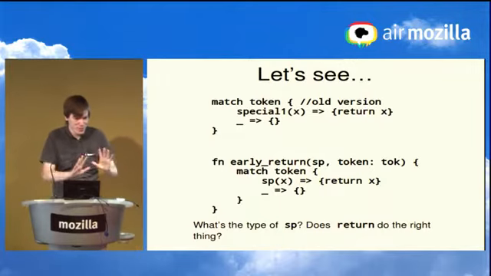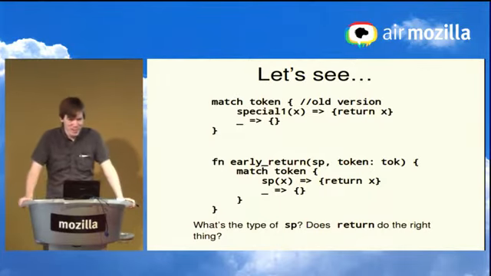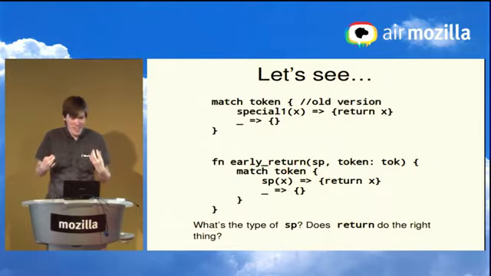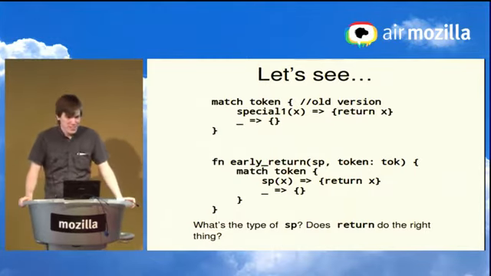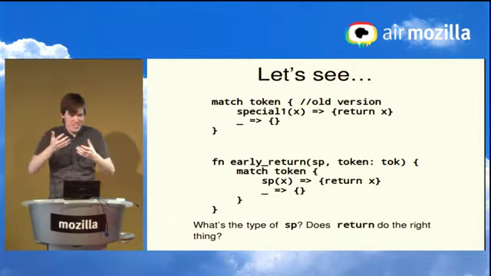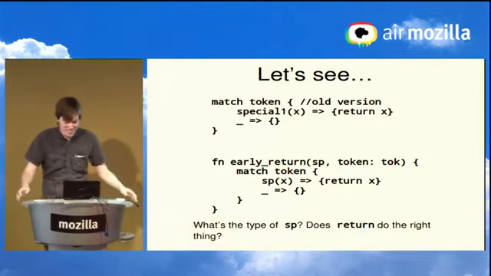I'm seeing facial expressions. This is good. In fact, this function is very wrong. You'll notice that I've left off the type of SP. The problem is not that there's a type problem. The problem is that SP isn't a value at all. It's a pattern that doesn't correspond to a value. This function doesn't make sense.